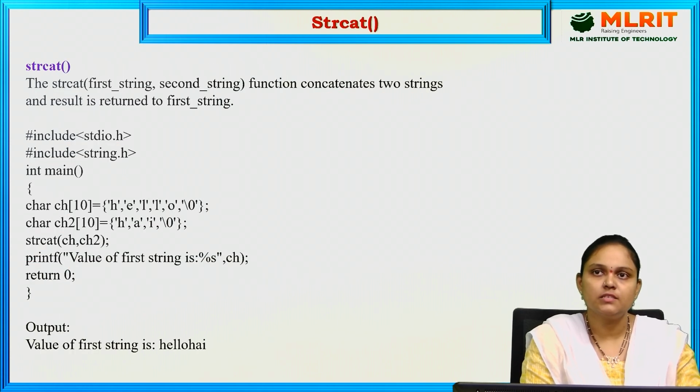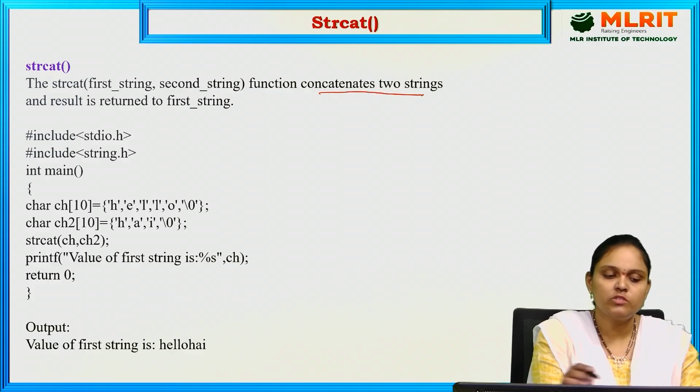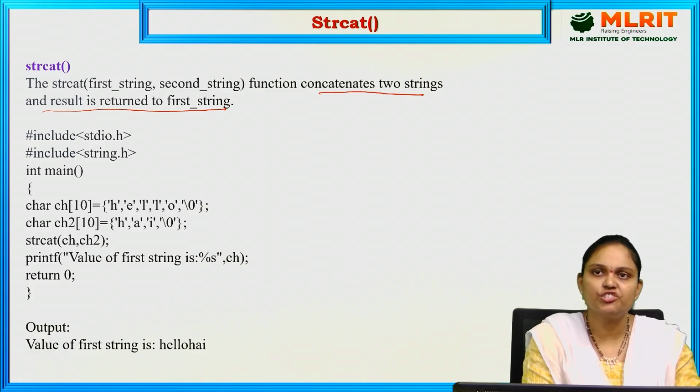And the next is strcat. The strcat function concatenates two strings and the result is returned in the first string. What it does is join the two strings. The two strings get joined, concatenated, or added by using this strcat function.